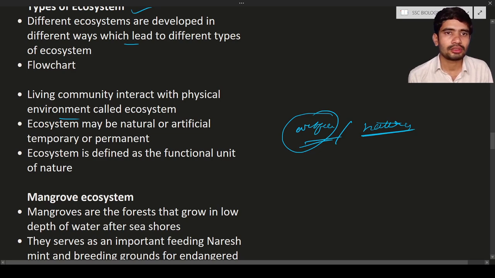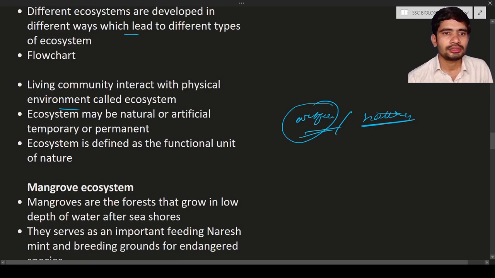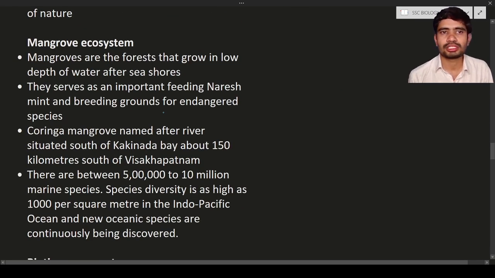Okay, so whether it may be a natural or artificial ecosystem, the organisms are going to interact with each other and with the physical environment, called an ecosystem. Okay, so next is the mangroves ecosystem. What are mangroves? Mangroves are nothing but forests that grow in the shallow depths of the water. For example, let us consider this is land. On the land the plants are there.